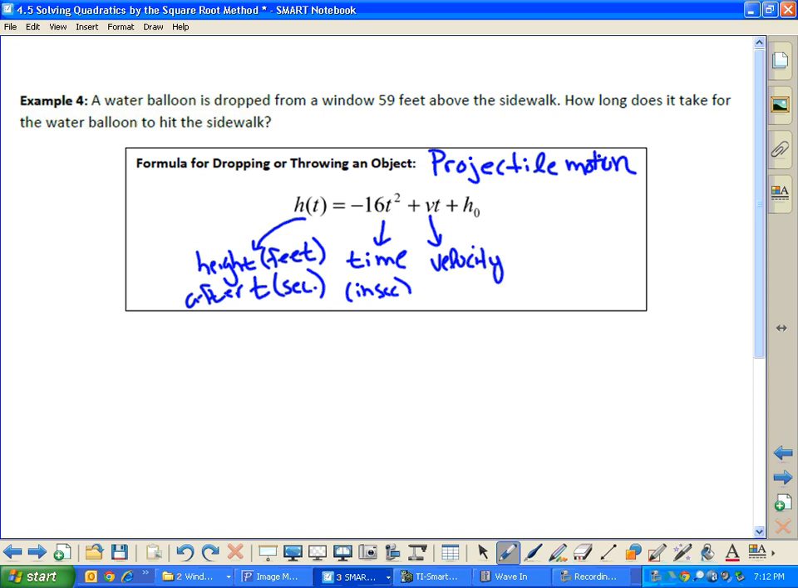Oh, wait. Stop writing. Look up for 1 second. We talk about two different types of problems that use this formula. Sometimes I throw something. Sometimes I drop something. I'm about to drop this marker right now. Are you ready? Super exciting. I need to know its initial velocity or Selena could just drop it.